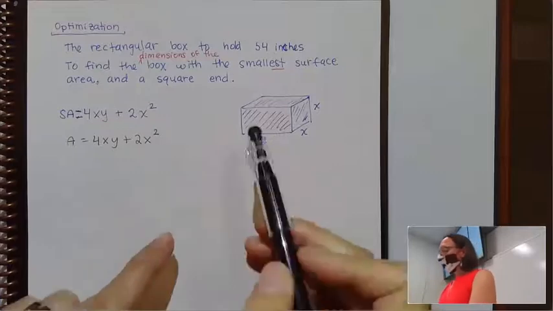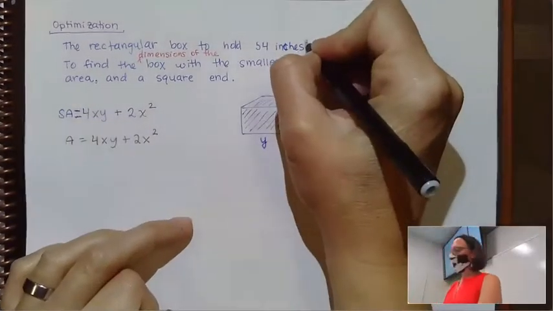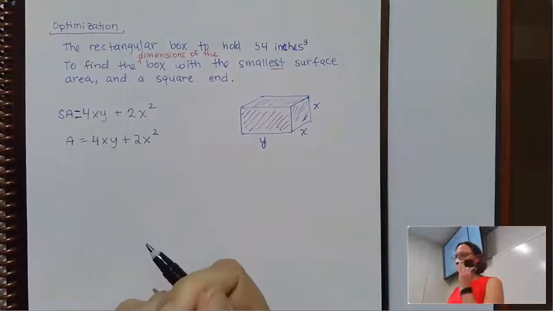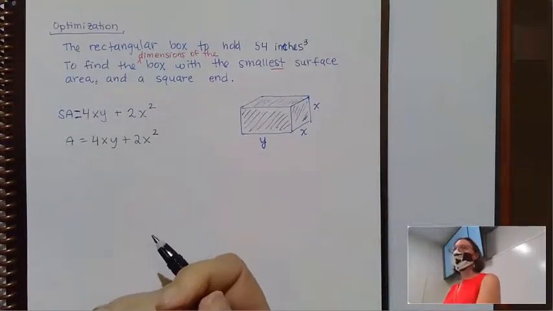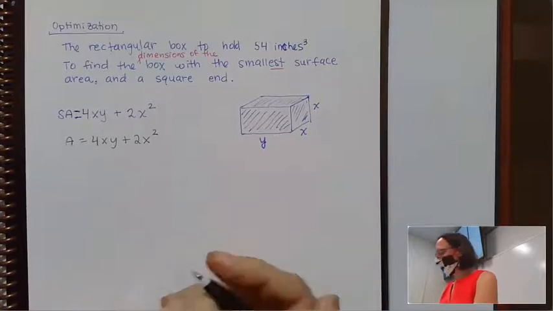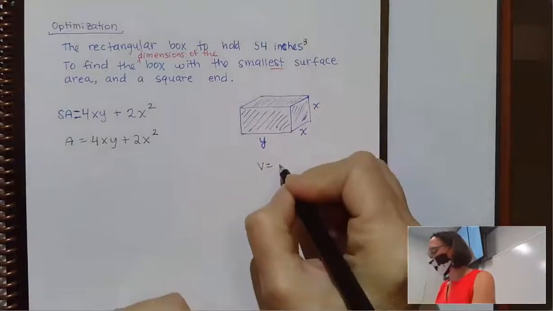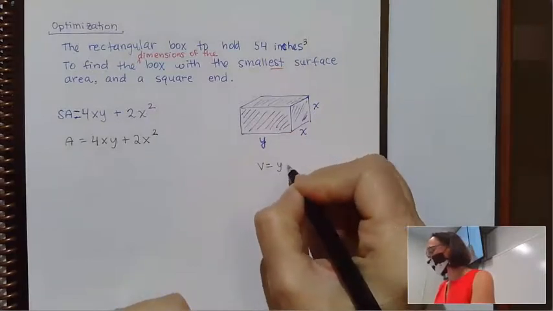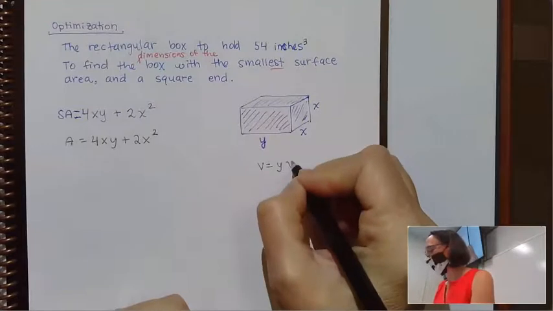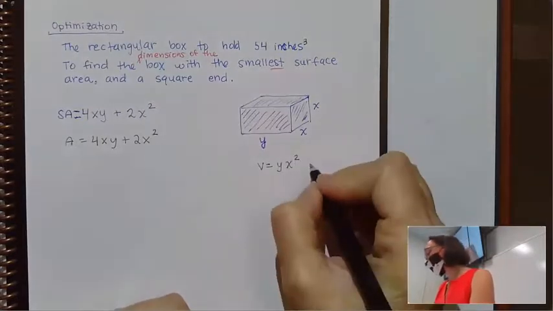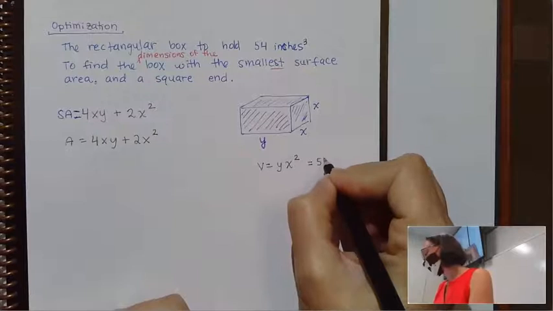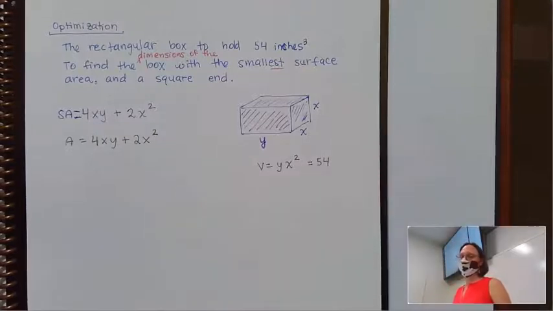Well, if it needs to hold 54 cubic inches, then that's volume. And the volume of this thing is Y times X squared. So I need this to hold 54 cubic inches.